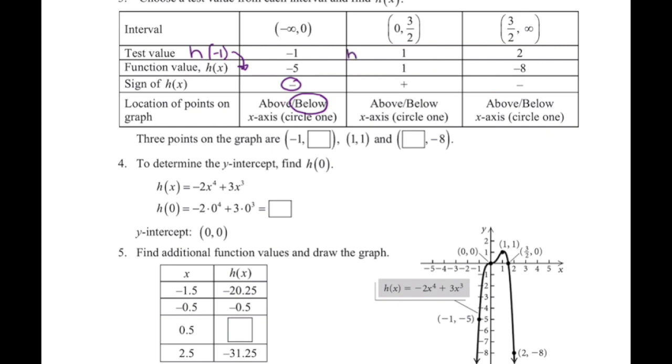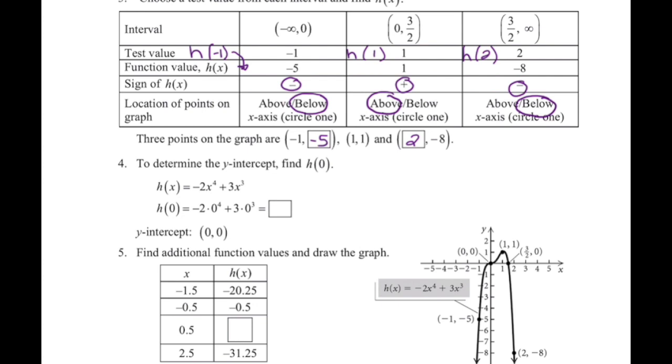When I take h of 1, a value that's between 0 and 1.5, I get positive 1. It's positive, so I'm going to be above the x-axis between 0 and 3/2. Between 1.5 and infinity, a good number would be 2. When I take h of 2 and evaluate, I end up with a negative value, so I know that I'm below the x-axis. We've also found 3 points that are actually on our graph itself: negative 1, negative 5; 1, 1; and 2, negative 8.